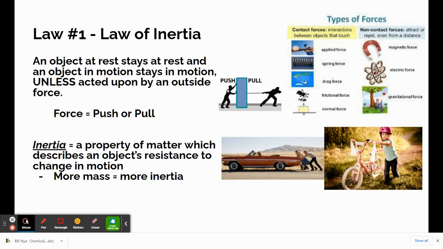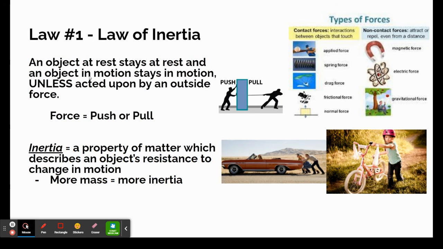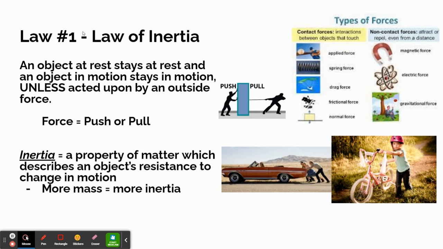Okay, on Earth, there's lots of forces that are interacting. There's air resistance, or drag force. There's the frictional force of the ground, or whatever object it's on. And then there's gravity as well. So all sorts of forces are acting upon objects on Earth. So when we look at inertia on Earth, it's a little bit tricky to understand.